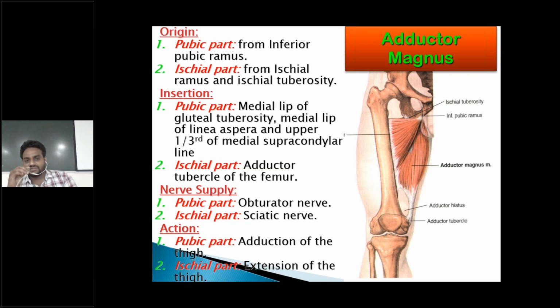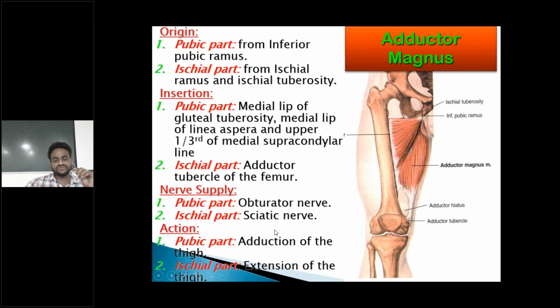What are the 2 parts of the adductor magnus? Pubic part and ischial part. Simple. The pubic part takes origin from the pubic part of the hip bone. The ischial part takes origin from the ischial tuberosity. That's enough. Insertion is linear: gluteal tuberosity, medial supracondylar line, adductor tubercle. This is the insertion.